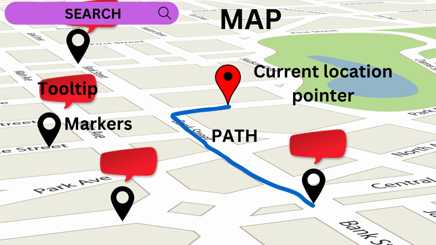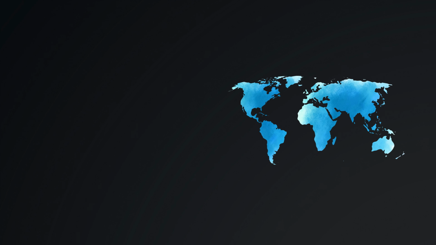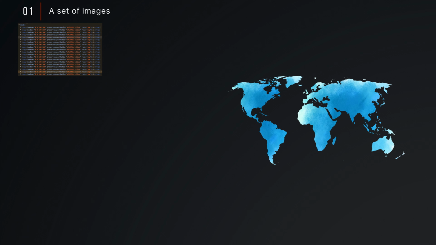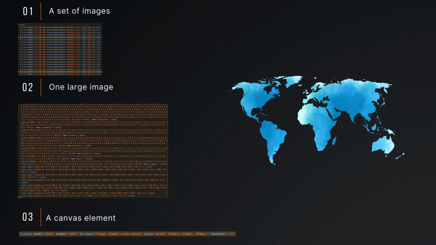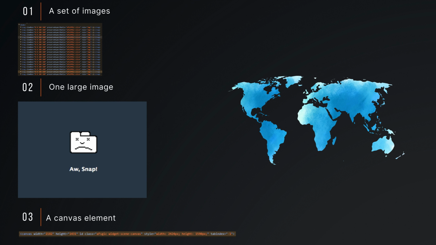We have 6 main components: map, current location pointer, markers, search, path, and tooltip. The map can be represented as a set of images, one large image, or a canvas. We won't consider one large image due to potential performance issues in the browser. Let's consider using multiple images to help us build a map. The name of this part of the image is a tile, or tile-based rendering.